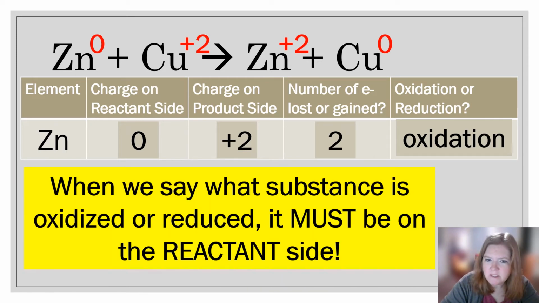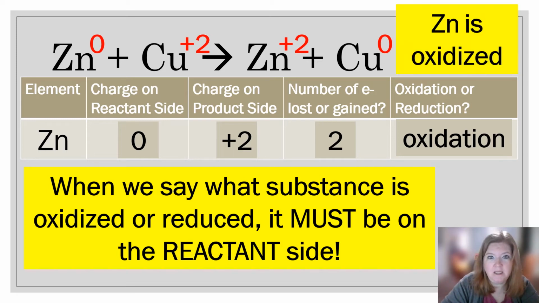When we say what substance is oxidized or reduced, it has to be the thing that was on the reactant side. So Zn with no charge, just Zn the element, is the thing that's oxidized.